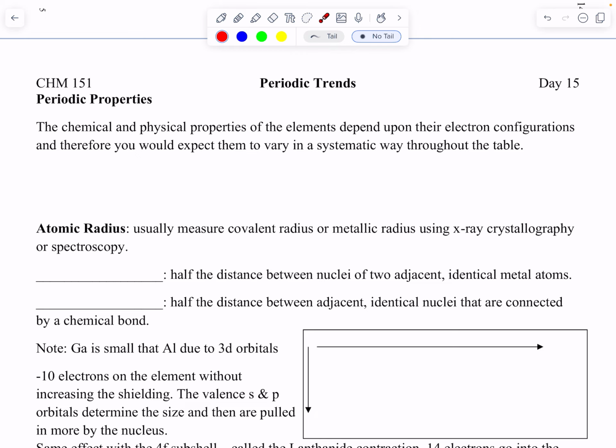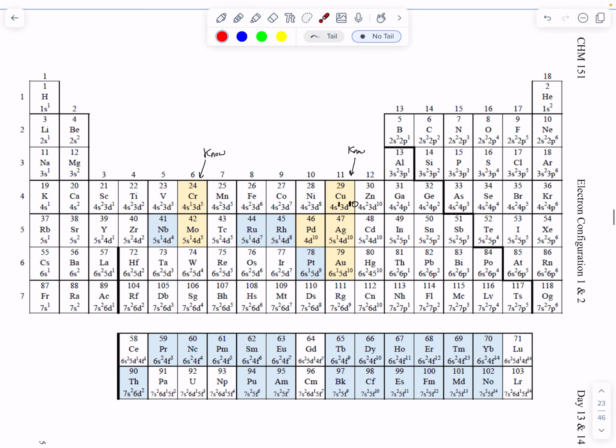If we look at the periodic table that we just covered previously, we remember group 1 all ends in S1, group 2 all ends in S2. You've got D1 all the way to D10, you've got P1, P2, etc. The electrons are arranged very systematically, especially in period 1, period 2, period 3. And so there are some very systematic properties that happen because of this arrangement.